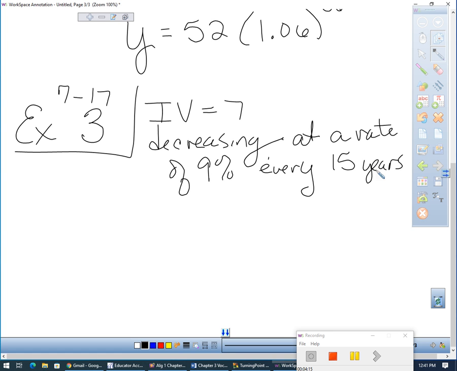All right. So when we write this one, this is a great one. So we start off with our initial amount, so y equals 7. In our parentheses, since it's decreasing, it is 1 minus 0.09. Now, here's the trick. T represents a year, so really if it's every 15, the exponent is 1/15 or T over 15.